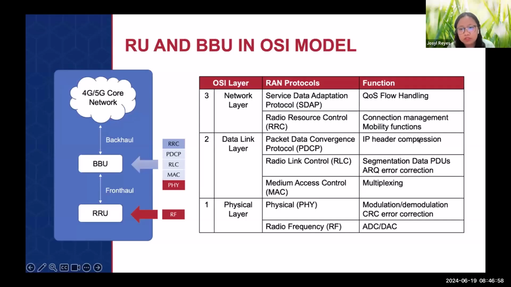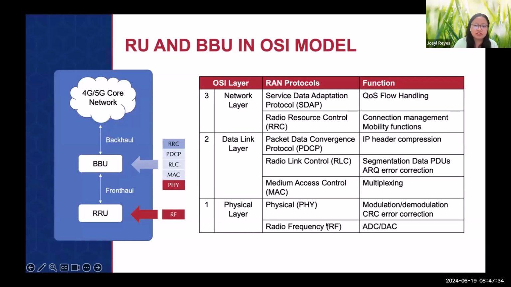So going down, we have the compression of the IP header, and then radio link control, more on the segmentation of the data, and adding of error correction or automatic retransmission request. And then going down, we have the medium access control, or MAC, for multiplexing of the data. And then finally, the physical layer, or PHY, for modulation, demodulation, cyclic redundancy check, error correction, and then radio frequency, ADCs and DACs. So it looks like a lot of information here.